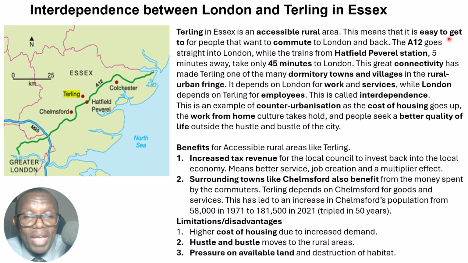Okay, and then a second limitation or disadvantage is that the hustle and bustle of the city moves into Turling as those city workers move into Turling. And then there is pressure on the available land and destruction of habitat as more and more room is required for housing to be built.